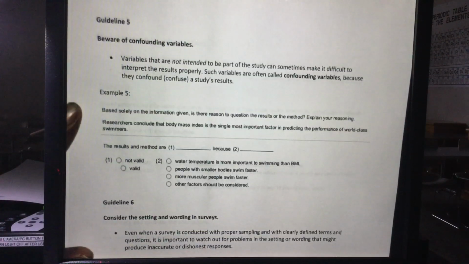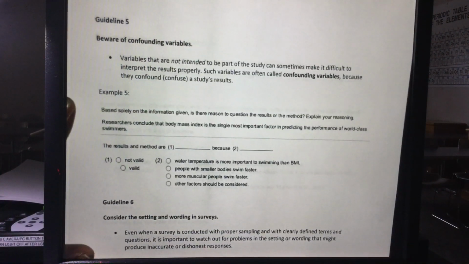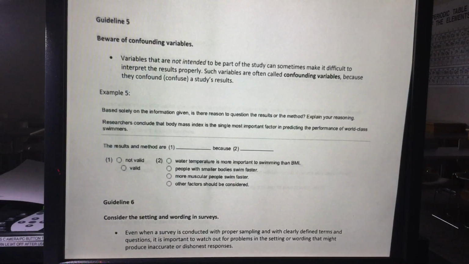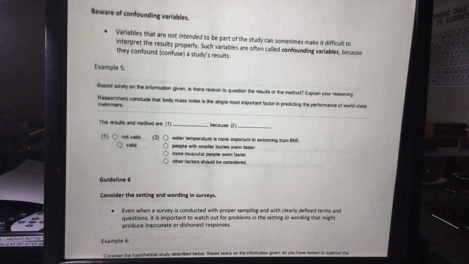Beware of confounding variables. Those are variables that are not intended to be part of the study, and they can sometimes make it difficult to interpret the results properly. Such variables are often called confounding variables because they confound or confuse a study's results. So you want to be aware of any confounding variables here.